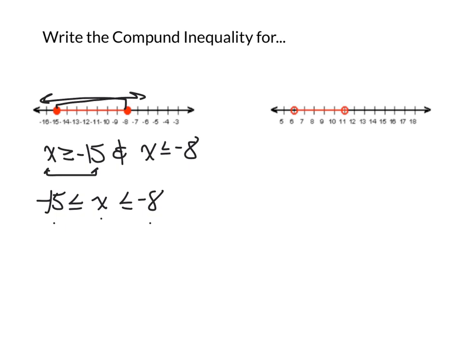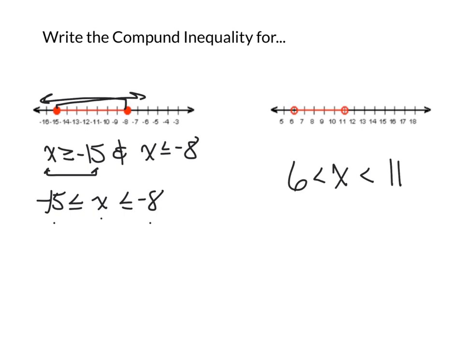So let's try another one. When we have the 6 and the 11 as our endpoints, and we're talking about all the x's in between, we can let x be in between the 6 and the 11. And we're going to do that using less thans. Now we also have to consider, should those be less than or equal to's? And since we have circles on our endpoints, no, they're not equal to.